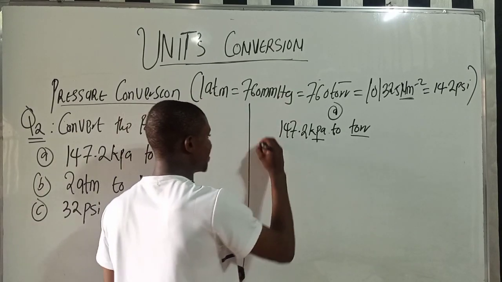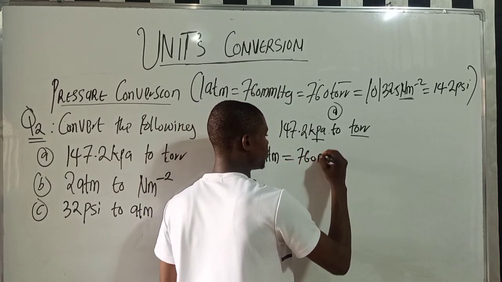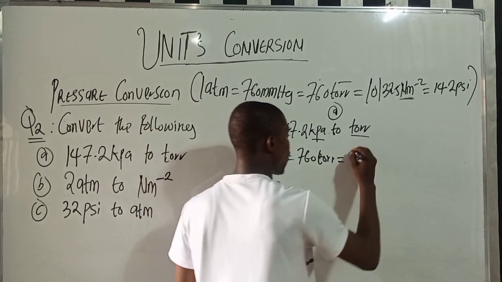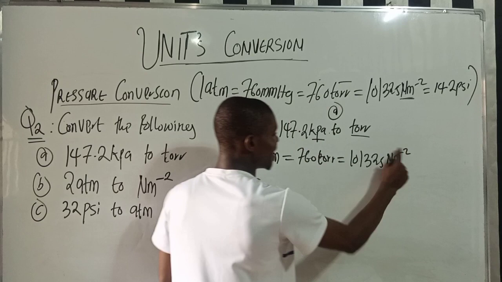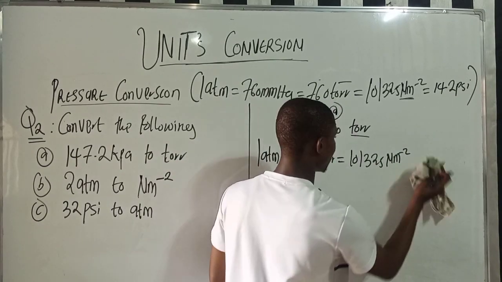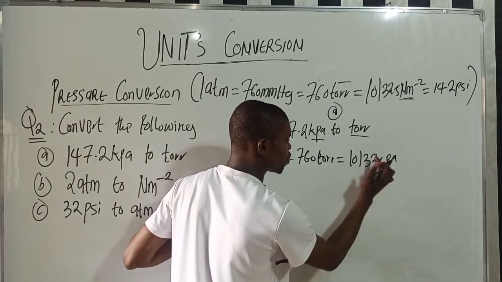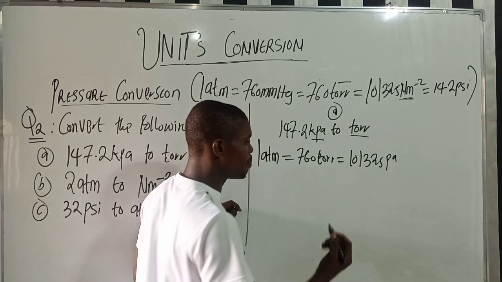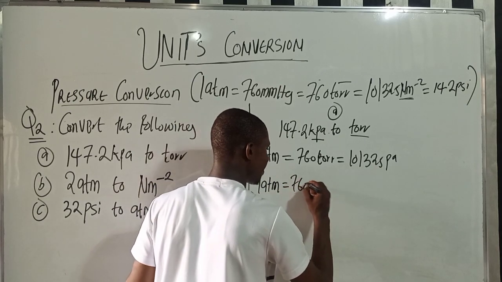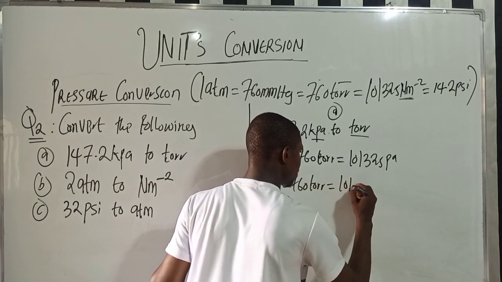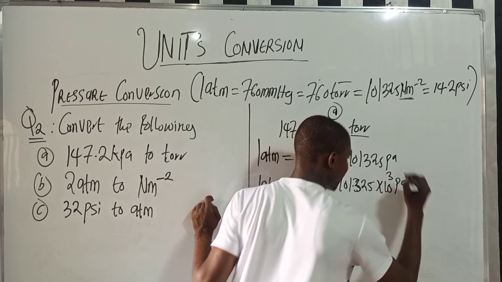Remember, 1 atm is always equal to 760 torr, which equals 101325 newton per meter square. Now, this newton per meter square is just known as a pascal. So I can just write this as pascal. Remember, if I divide this by 1000, I'm going to get kilopascal, right? So I can use 1 atm equals 760 torr equals 101.325 times 10 to the 3 pascal.